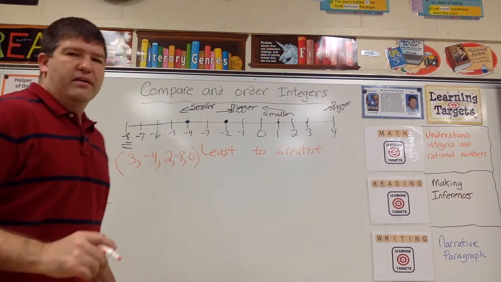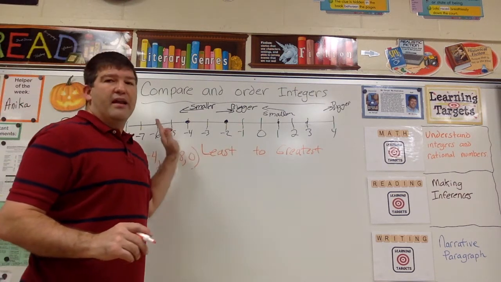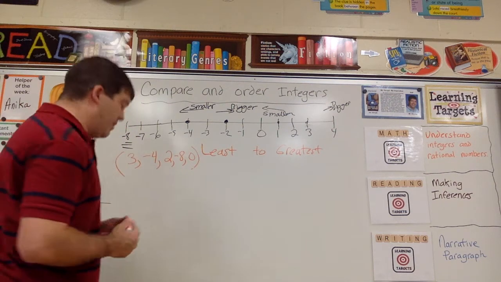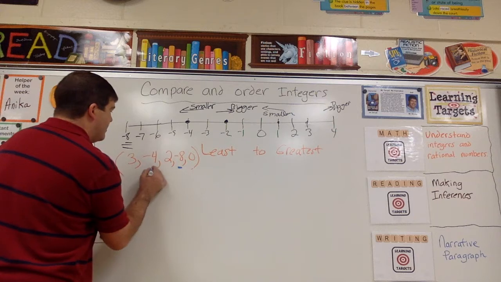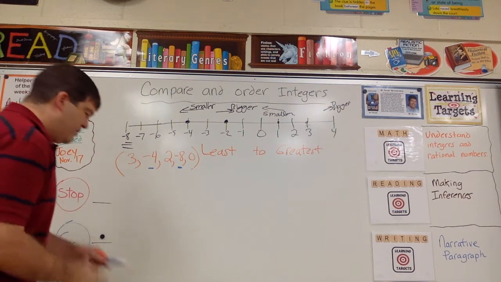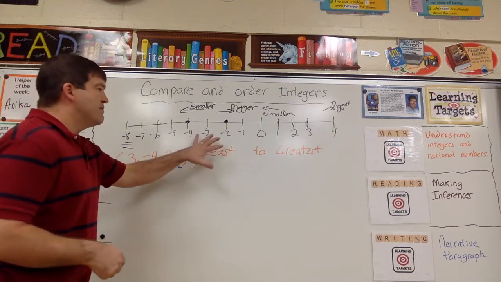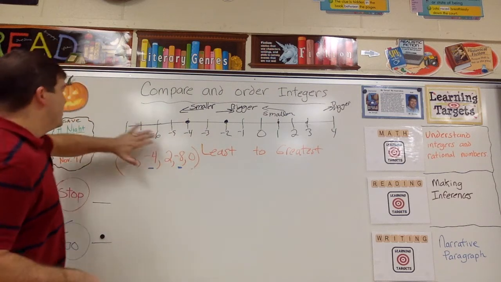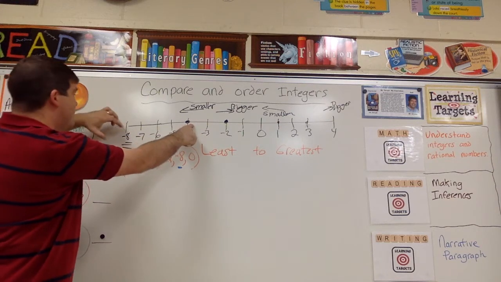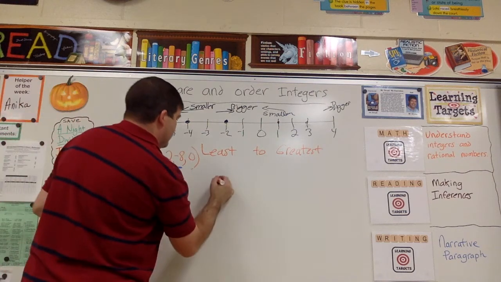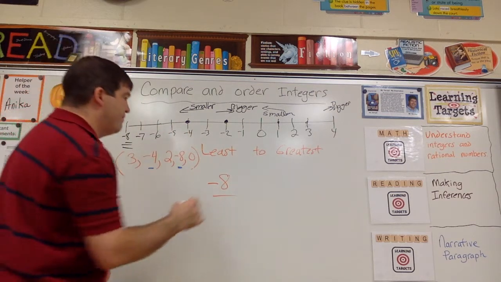I want to go to the smallest. The smallest, so I know anything in the negative is going to be the smallest. So I'm looking at my negatives. I have a -8 and a -4. Which one of those is smaller? Well, because I'm in the negatives, -8 is right here, -4 is here. Anything this way is smallest, -8 is the smallest. -8, that's my smallest number.